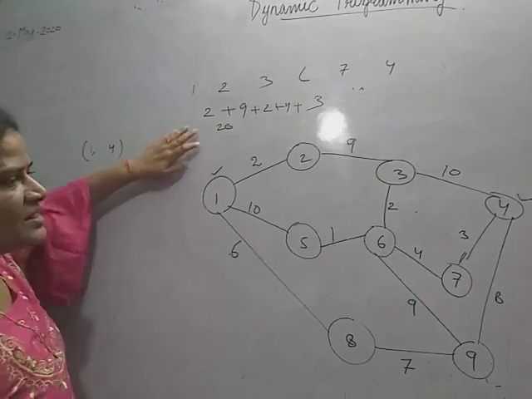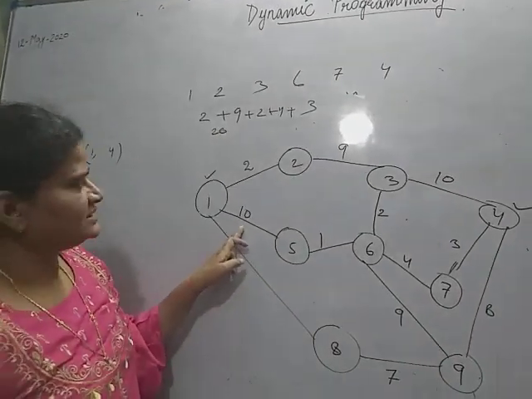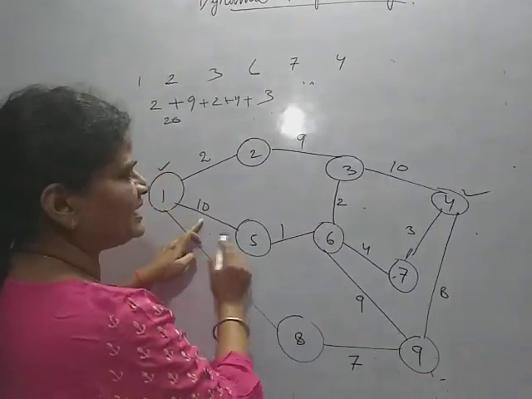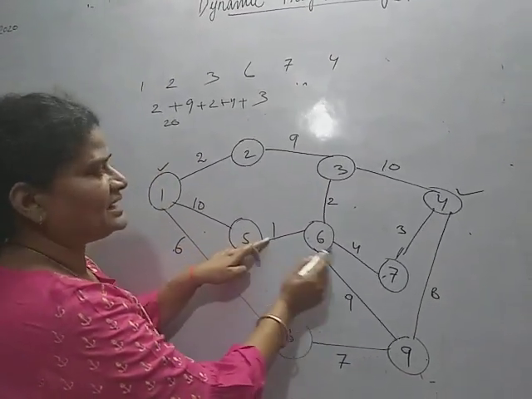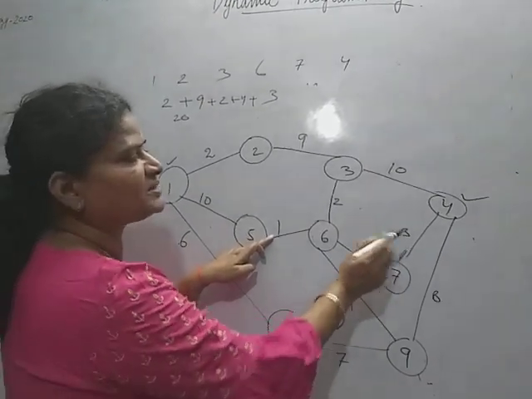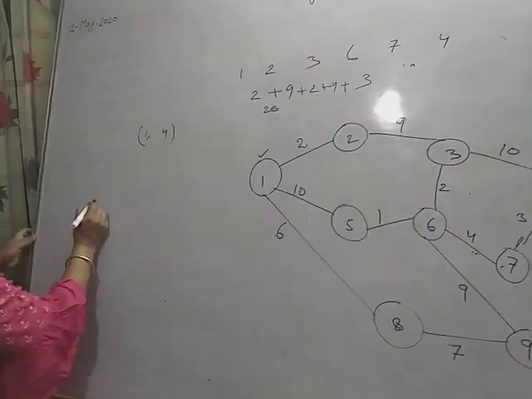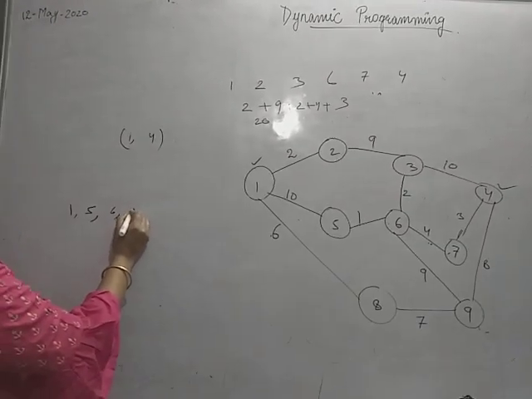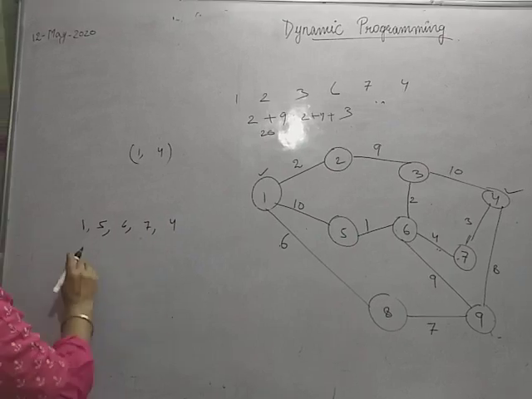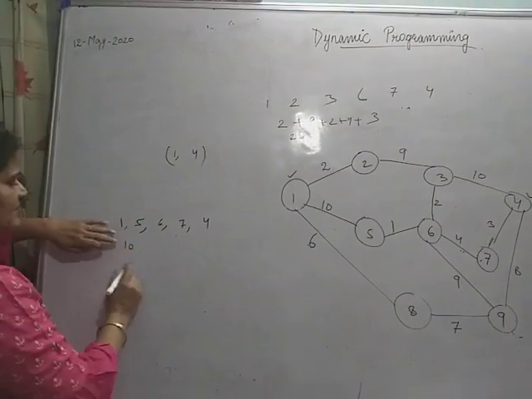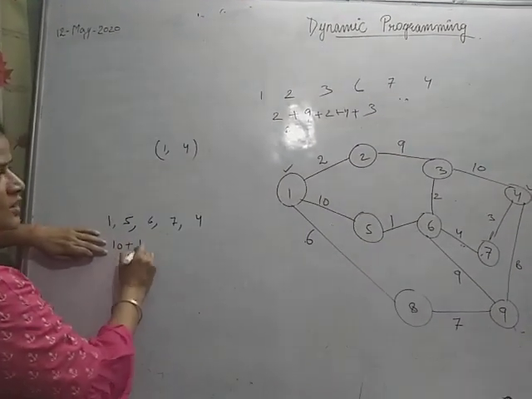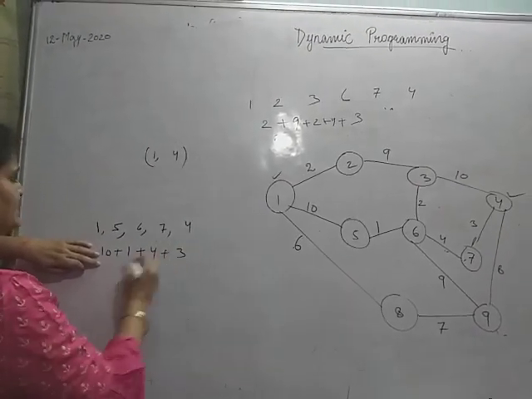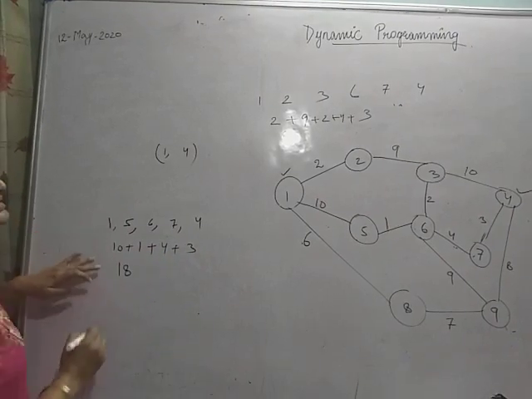That totals 20. Now if we consider this path, 1 to 5, 5 to 6, 6 to 7, 7 to 4: 1 to 5 costs 10, 5 to 6 costs 1, 6 to 7 is 4, 7 to 4 is 3. So the cost of this path is 18.